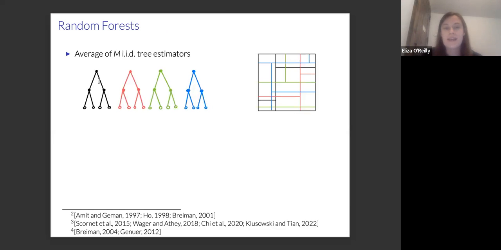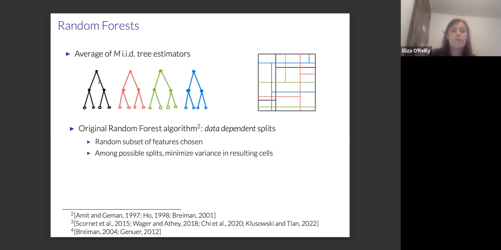Now, a random forest, as I said, is an ensemble of randomized decision trees. And so what this means is that a random forest makes a prediction by averaging the predictions of M IID tree estimators. So a random forest estimator is this random piecewise constant function that's constant over the cells of the partition induced by superimposing the partitions induced by each tree in the forest.